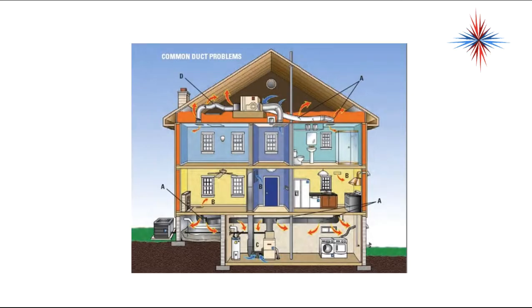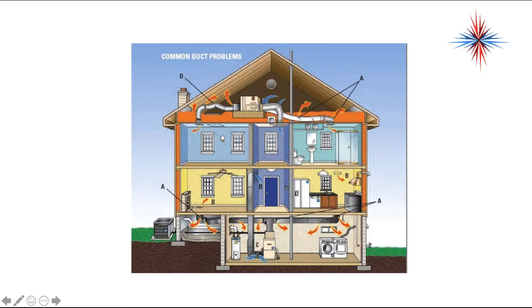We have common duct problems that when you look at this building, you can actually see. Starting from the top, this air handler up here, we have leakage out of the supply ducts. Those are the red arrows. Our ductwork is leaking. We're pulling air into the system through leaking return ducts. Obviously that's a problem because the attic air is not the cleanest in the world. It's also an energy efficiency problem.